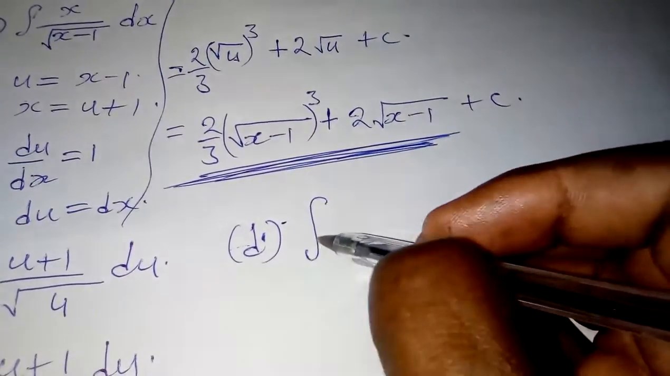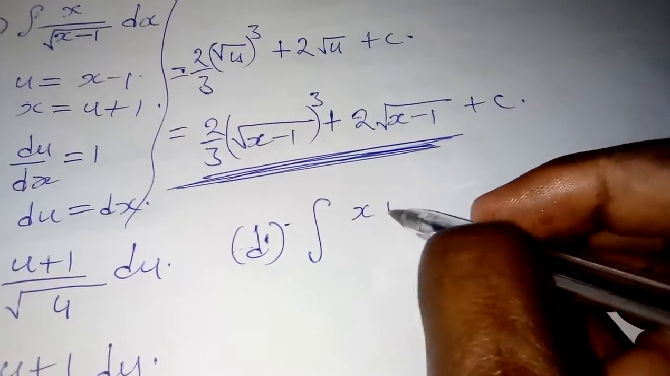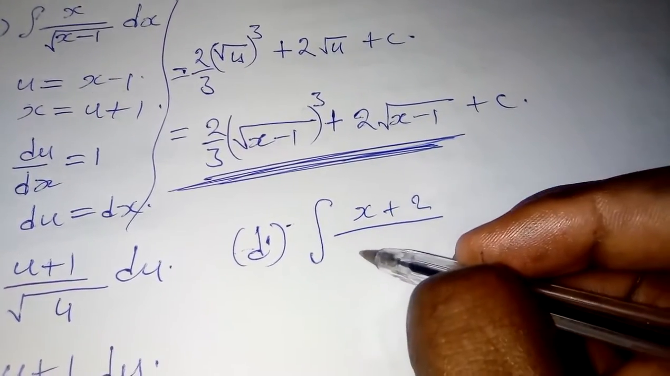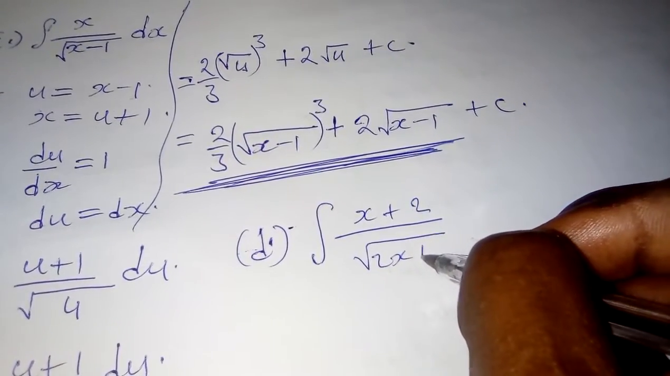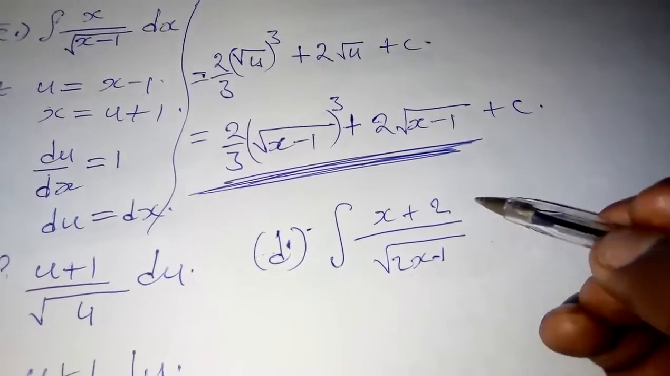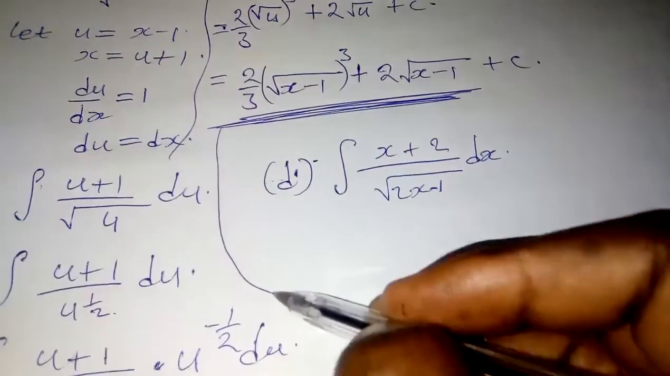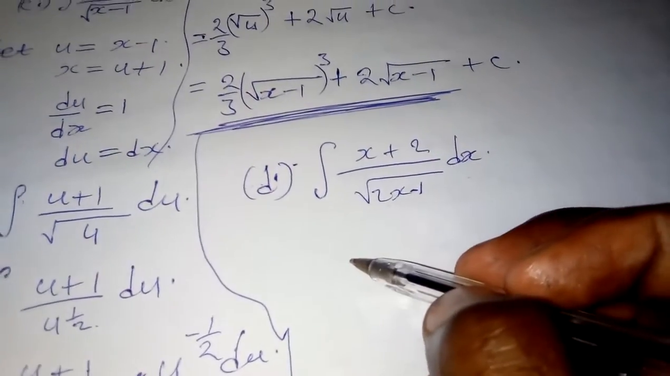So D is integrate x plus 2 over the root of 2x minus 1, with respect to x. Again you do the same. Let me just demarcate this. Again you do the same here, straightforward.